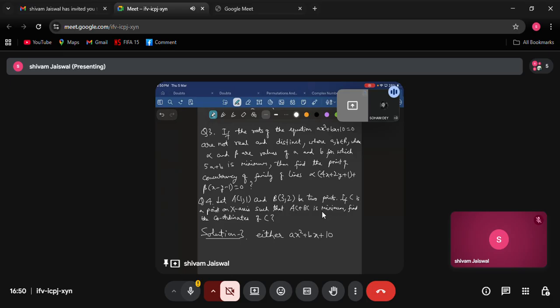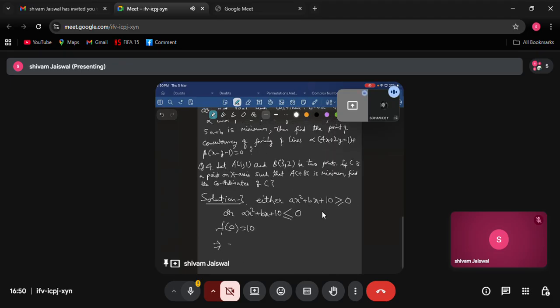Either ax square plus bx plus 10 is greater than or equal to 0, or ax square plus bx plus 10 is less than or equal to 0, depending upon the value of a. Over here, f of 0 is equal to 10. Which case is that? This implies ax square plus bx plus 10 is greater than or equal to 0. This is the first thing you need to observe.